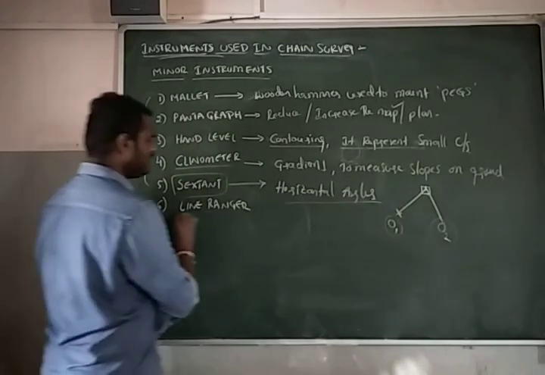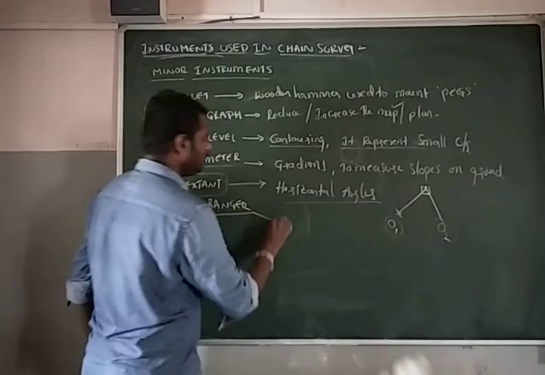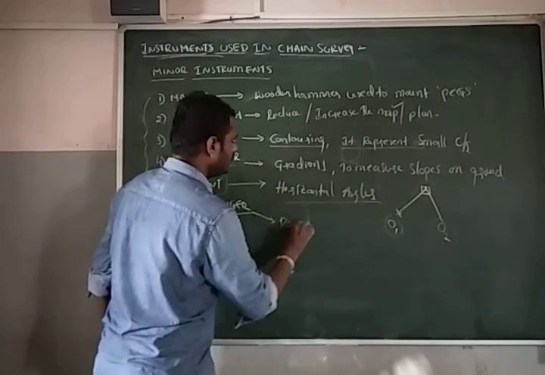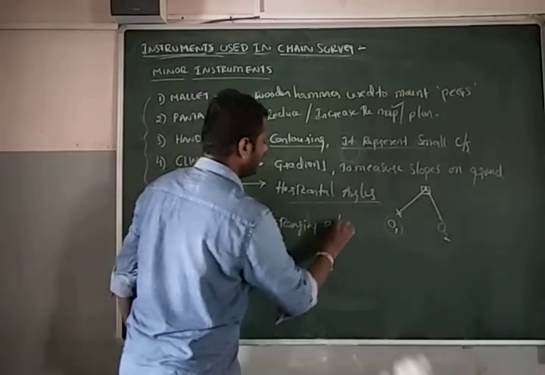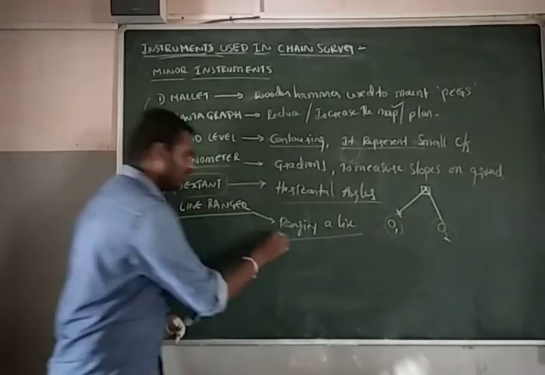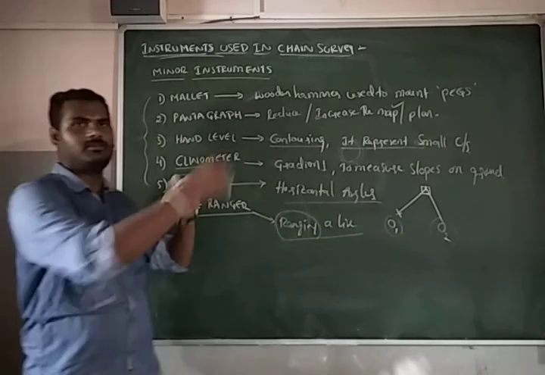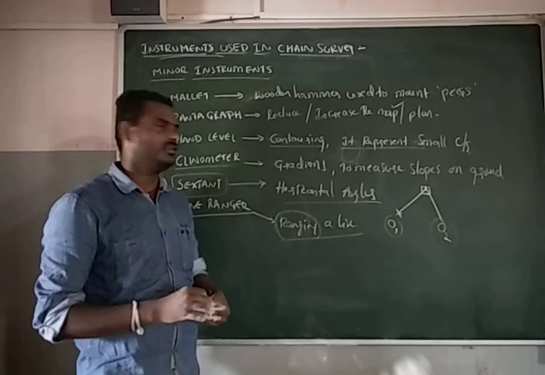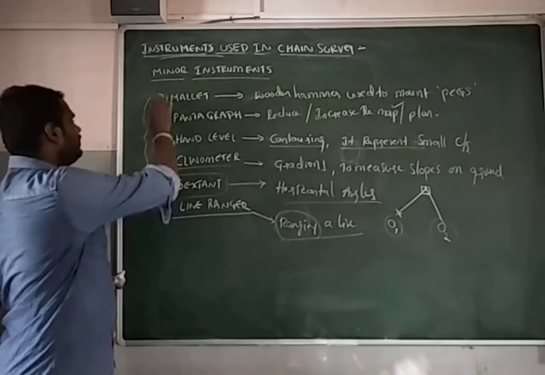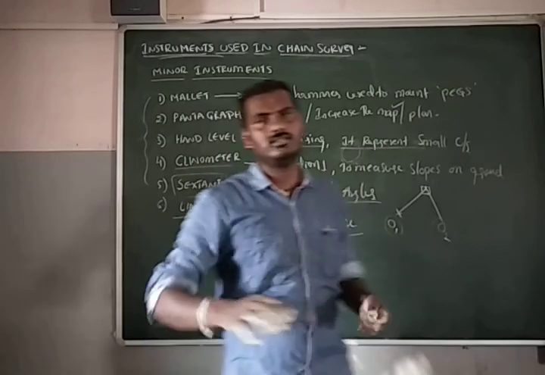Next, line ranger. Line ranger is also an equipment which is useful for the purpose of ranging a line. I have told you already what ranging is. Ranging is establishing the intermediate positions over the ground. So these are all the minor equipments we generally use in chain surveying.